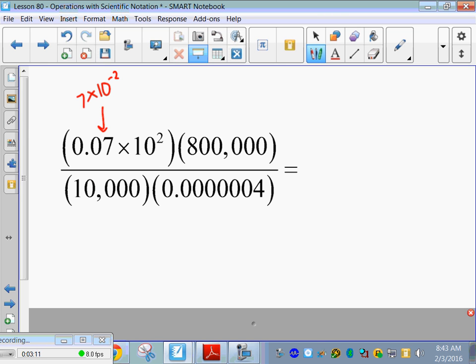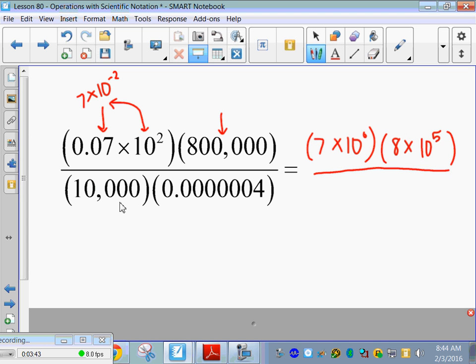Good. All right. We can do that part in our heads, you guys, and then we're going to go ahead and add these together. So these are interesting, right? I have a negative 2 and a positive 2. So this one ends up being 7 times 10 to the 0. Okay? 10 to the 0 because I added those exponents together. All right, Jordan, how do I rewrite 800,000 in scientific notation? Very good. 8 times 10 to the 5th.